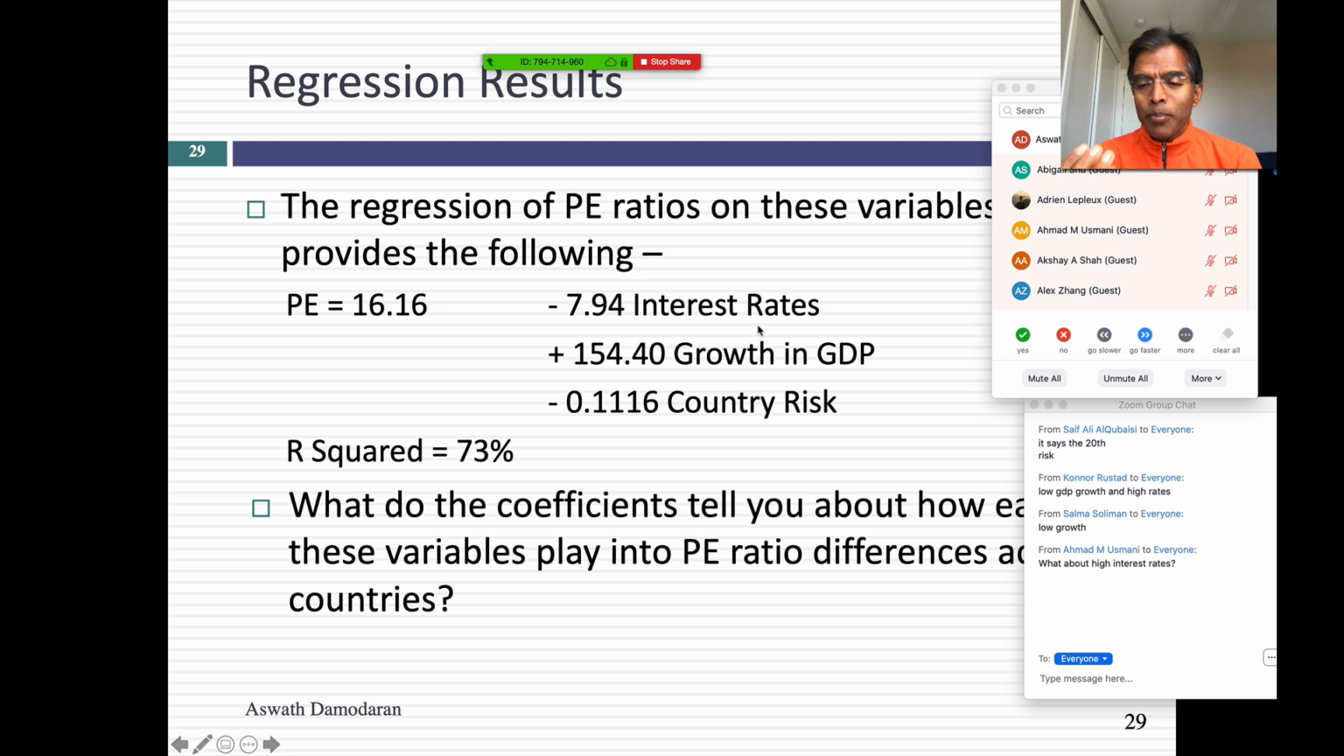As interest rates go up, PE ratios decrease. Plus 154.4 times growth in GDP. The higher the growth rate, the higher the PE ratio. That makes sense. And the higher the risk, the lower the PE ratio. The R squared was 73%. Now this is a little deceptive because my sample is small and the R squared can get pulled up because I have a couple of variables that pull it up, but it's a pretty decent regression. Now the question is, can I use that regression to decide whether Turkey should be where I put my money or somewhere else? So here's what I did.